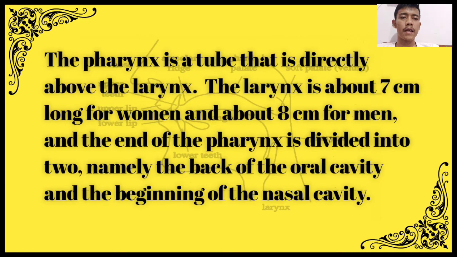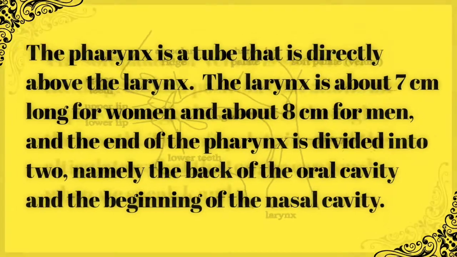Second, the pharynx. The pharynx is a tube that is directly above the larynx. The pharynx is about 7 cm long for women and about 8 cm for men. And the end of the pharynx is divided into two, namely the back of the oral cavity and the beginning of the nasal cavity.